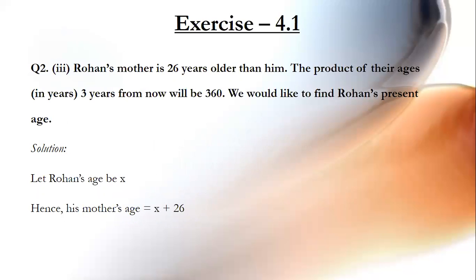Now moving on to the word problem. Rohan's mother is 26 years older than him. The product of their ages in years 3 years from now will be 360. We would like to find Rohan's present age. We don't have to solve it. We just have to form the equation in such a way that we can find Rohan's present age. So first, we will take Rohan's present age to be x. So his mother's age will be x plus 26 because the mother is 26 years older than him.